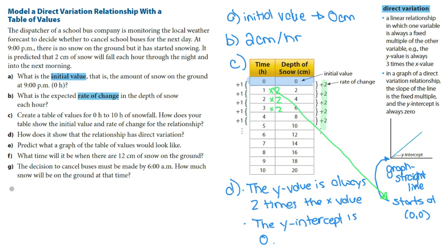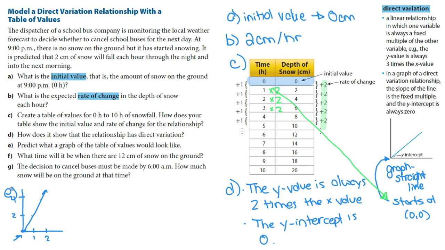E, predict what the graph of the table of values will look like. Well, that's super easy because we know that in a direct variation, the graph is always a straight line. We know that the multiple value is going to be the slope, and we know it has to start at that 0, 0 point. So the graph, if I sketch it, would start right here at the 0, 0 point, and it would be an increasing line with a slope of 2, which means for every 1 that it goes over, it would go up 2. If it goes over 2, it would go up to 4, and so on. So it would have that slope of 2.